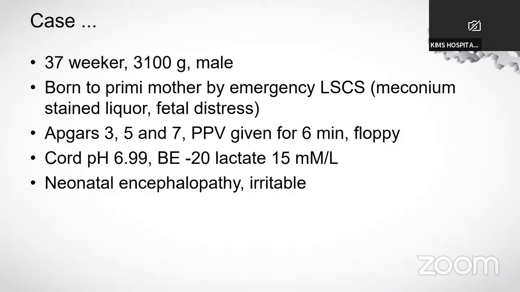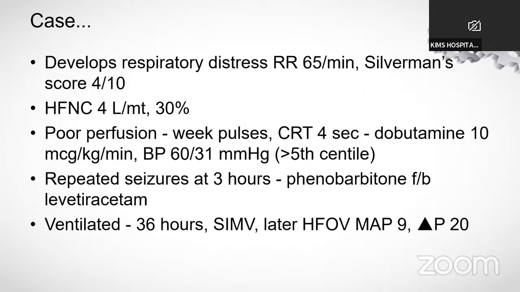The baby required resuscitation in the form of positive pressure ventilation that was given for a total of 6 minutes, following which the baby developed spontaneous respiration, and on examination, the baby is noted to be floppy. The cord arterial pH is 6.9, which is suggestive of severe acidosis with base excess of -20, indicative of severe metabolic acidosis, and elevated lactate at 15 millimoles per liter. The baby is noted to have neonatal encephalopathy in the form of altered sensorium and excessive irritability.